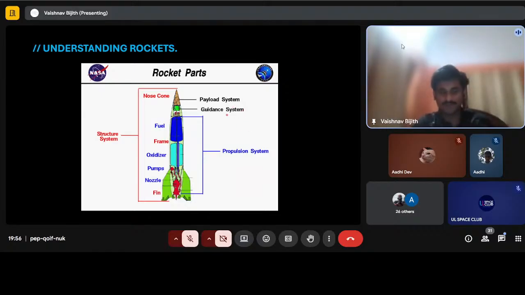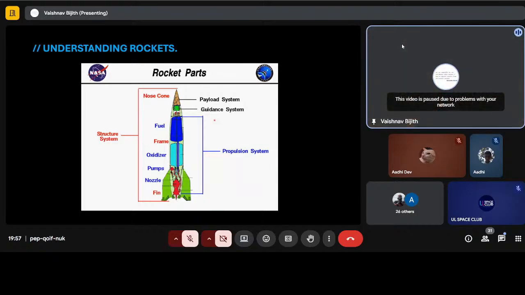And we have the guidance system. Guidance, as the name suggests, is nothing but something which tells the rocket what to do. It has the navigation devices, the cameras, sensors, many other computers, and communication devices. It all goes in here. And then obviously the fuel tank is there, and the oxidizer, the pumps and the nozzle.